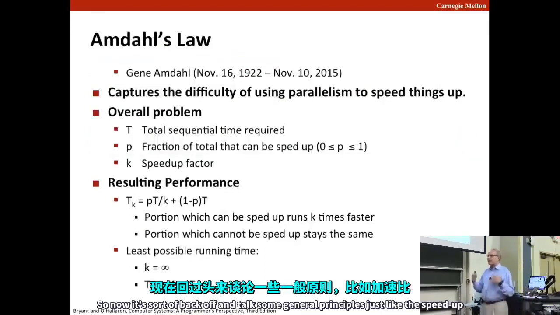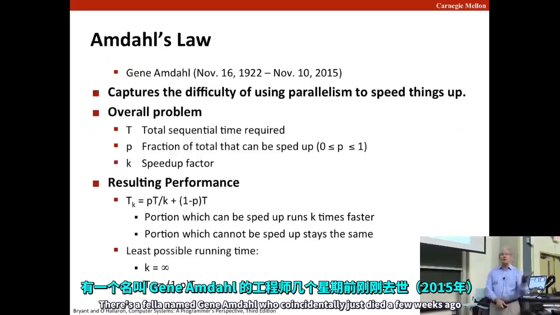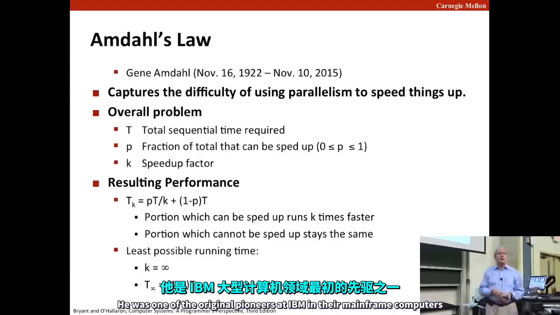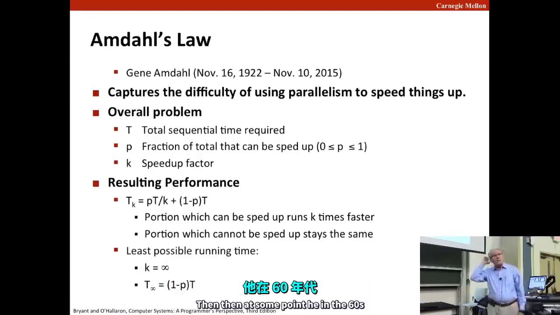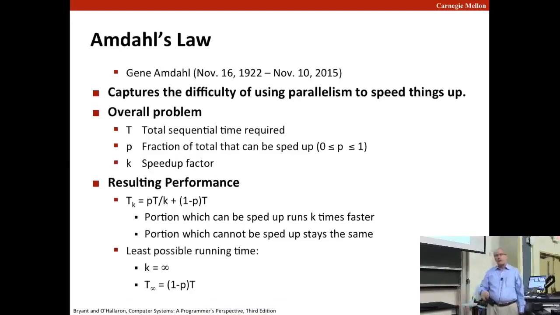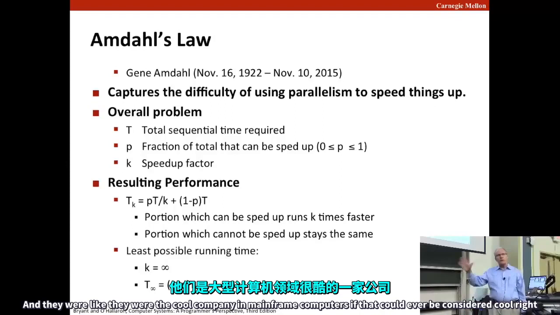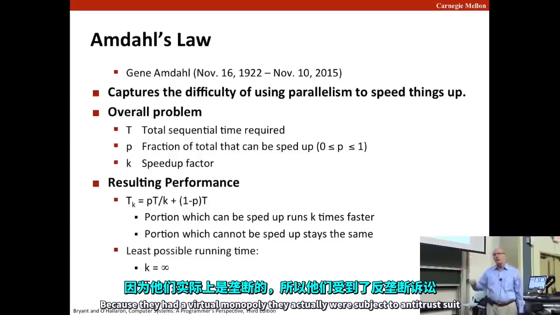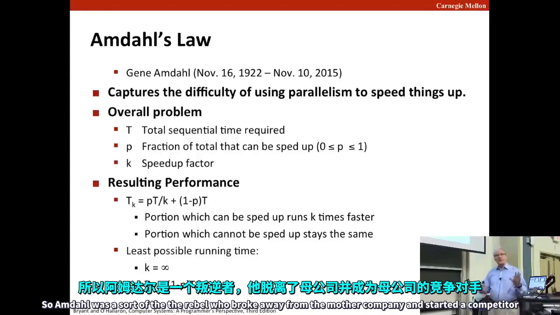Now let's back off and talk about some general principles, just like the speed up. There's a fellow named Gene Amdahl who coincidentally just died a few weeks ago. You might have seen it in the news. He was one of the original pioneers at IBM in their mainframe computers. Then in the 60s he started his own company called Amdahl Computers, and they were the cool company in mainframe computers, if that could ever be considered cool. He built competitors to IBM that absolutely drove them crazy because they had a virtual monopoly. They were actually the subject of an antitrust suit. So Amdahl was the rebel who broke away from the mother company and started a competitor.